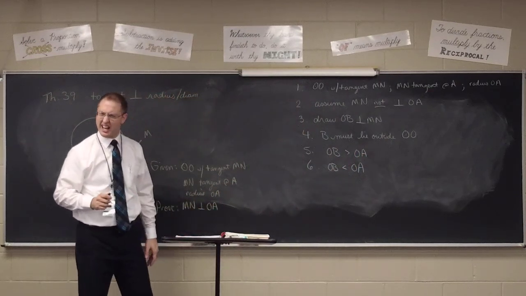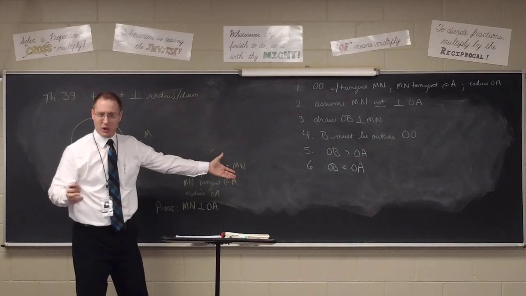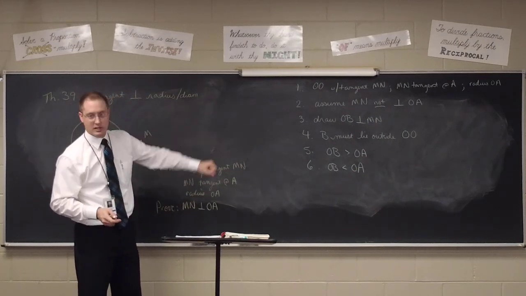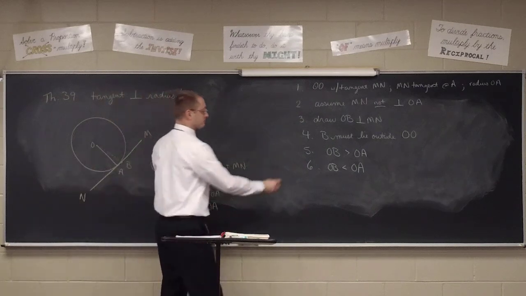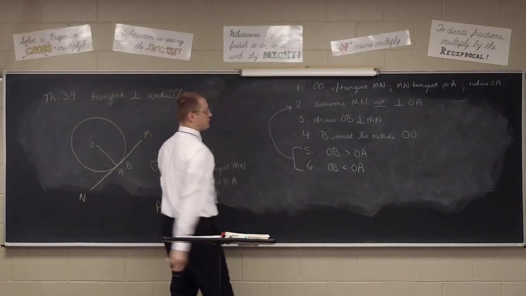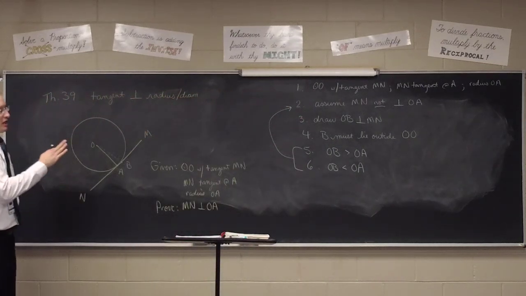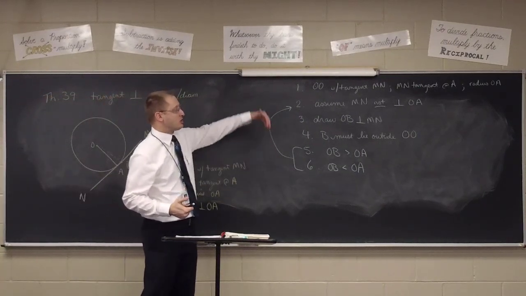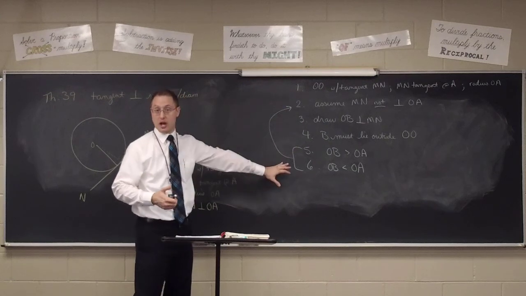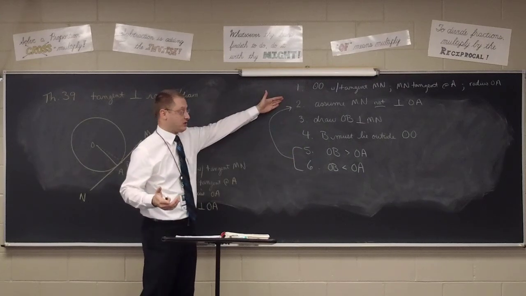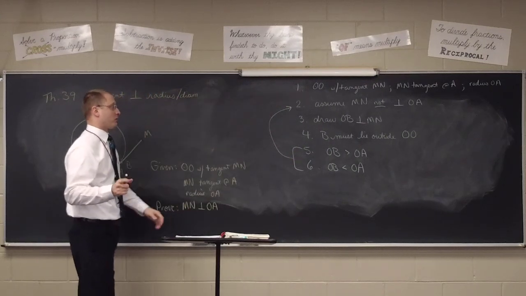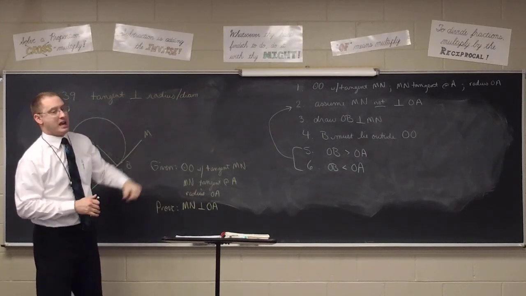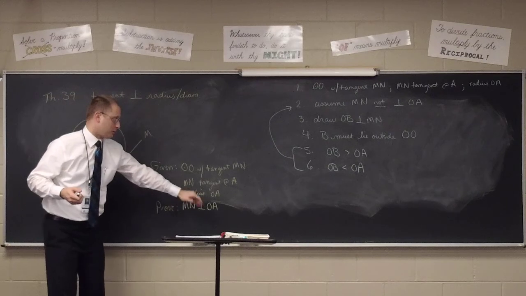Wait a second. OB can't be bigger and smaller at the same time. That's ridiculous. What caused this inconsistency? Our assumption then must have been flawed. For us to arrive at a contradiction means the assumption was flawed, because everything else had geometry, logic, reason. This just didn't have the reason for it. So therefore our assumption must be wrong, and if the assumption is wrong, that MN is not perpendicular, then MN must in fact be perpendicular.